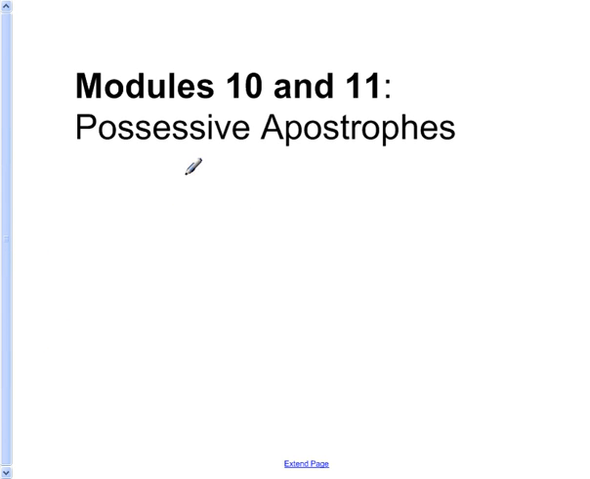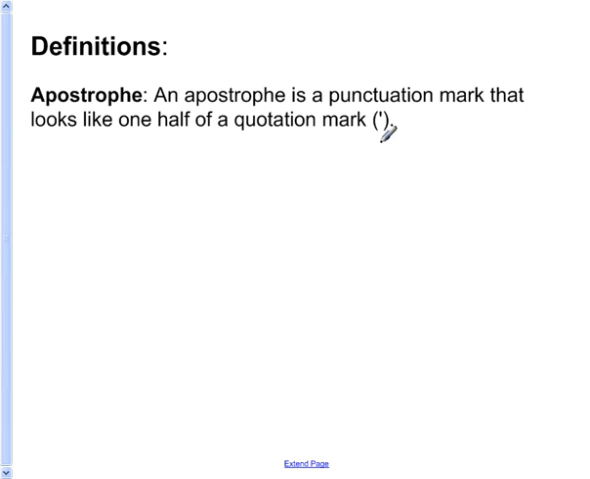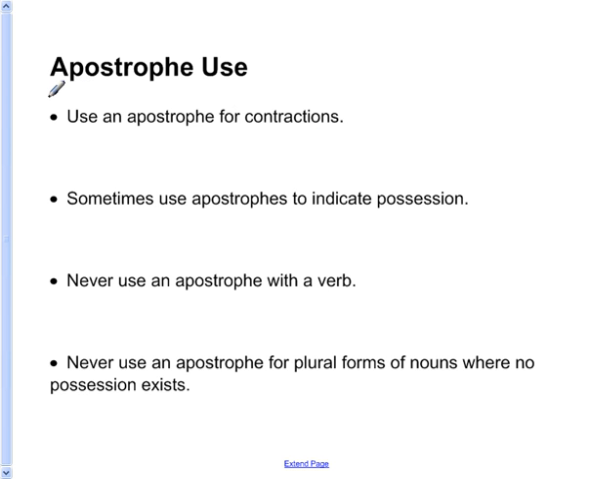Modules 10 and 11, possessive apostrophes. Let's define an apostrophe. An apostrophe is a punctuation mark that looks like half of a quotation mark. When do we use apostrophes? There are two uses of an apostrophe.